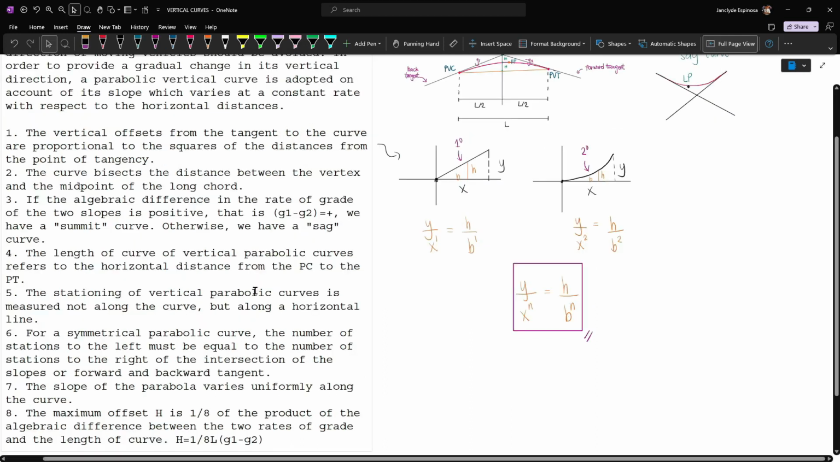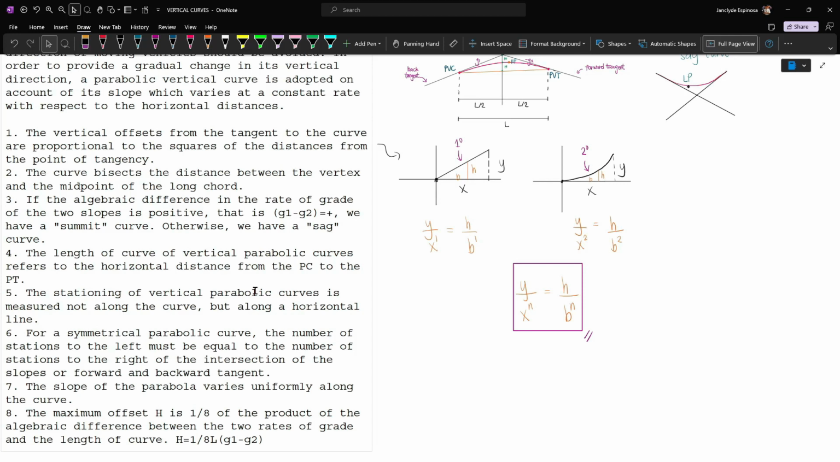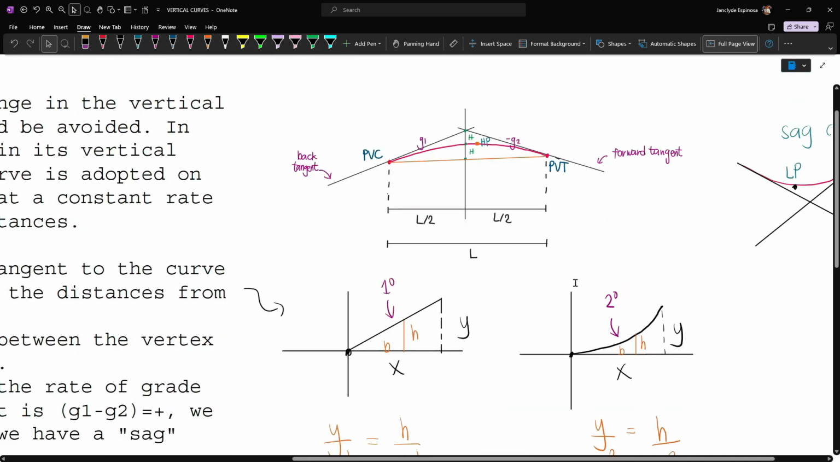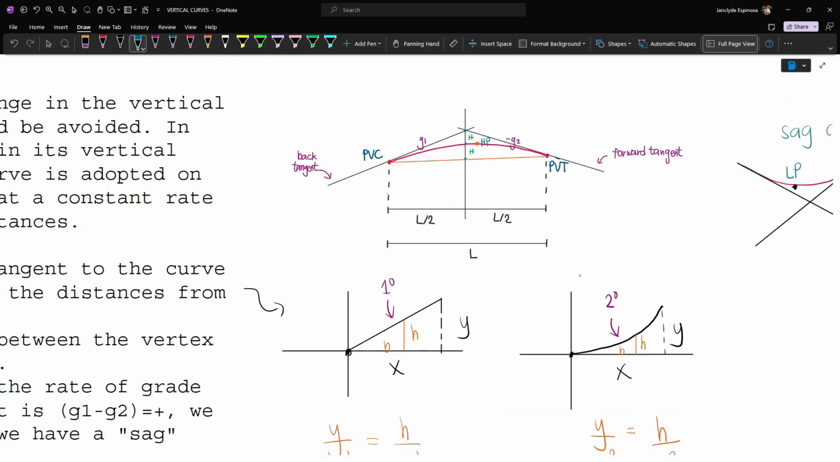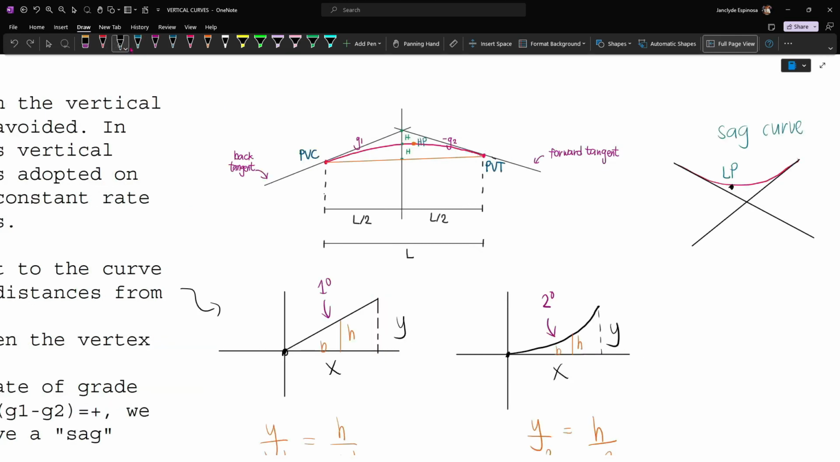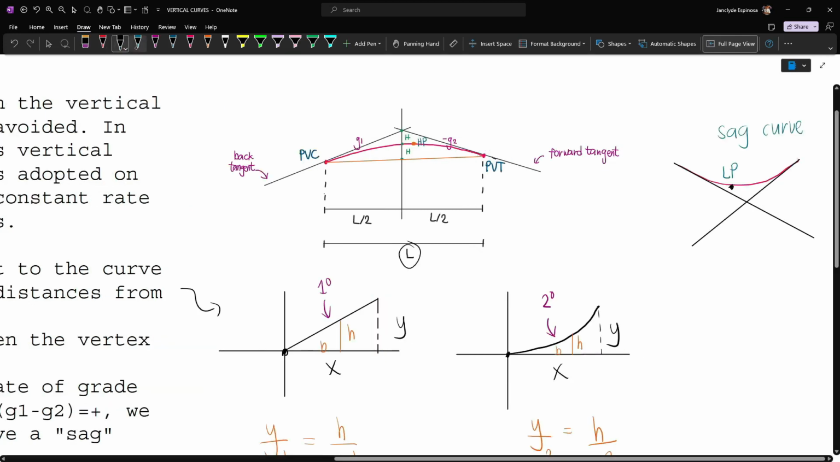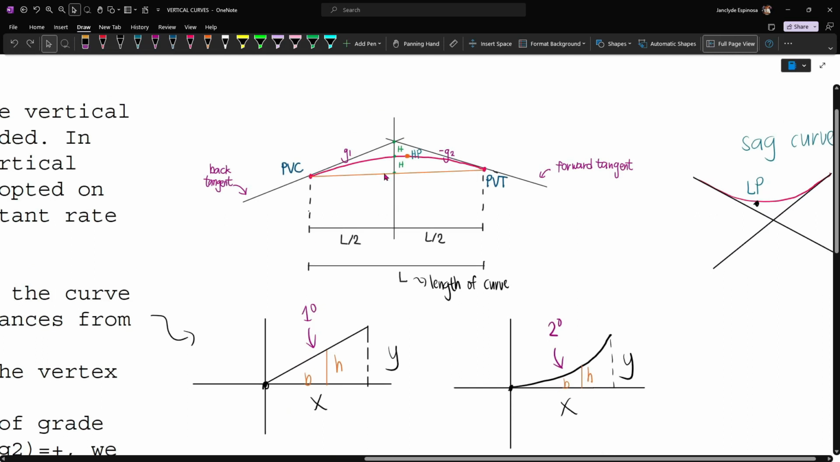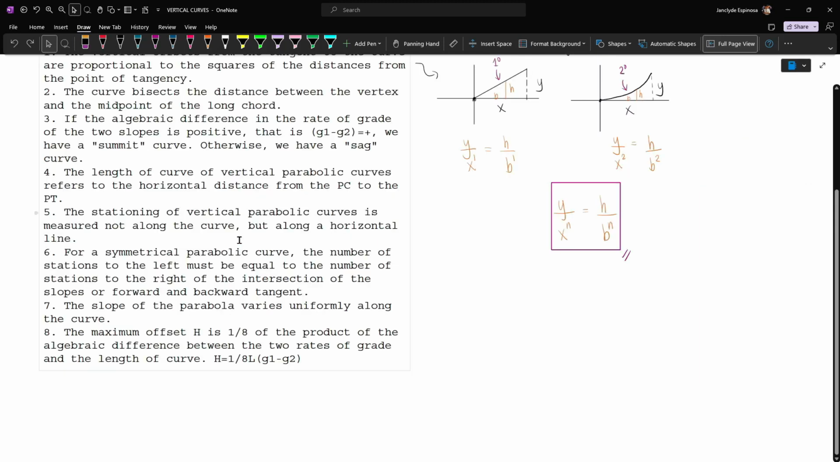Now, fourth, the length of curve of vertical parabolic curves refers to the horizontal distance from the PC to the PT. And so, unlike horizontal curves wherein the length of curve is the arc length, our length of curve is actually the horizontal distance from PC up to PT. And so L right here, since this is the horizontal distance from here up to here, then this is now our length of curve. This is something you must remember.